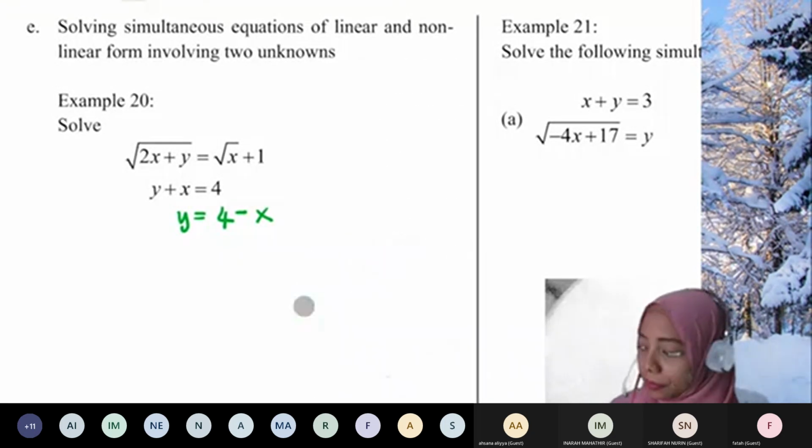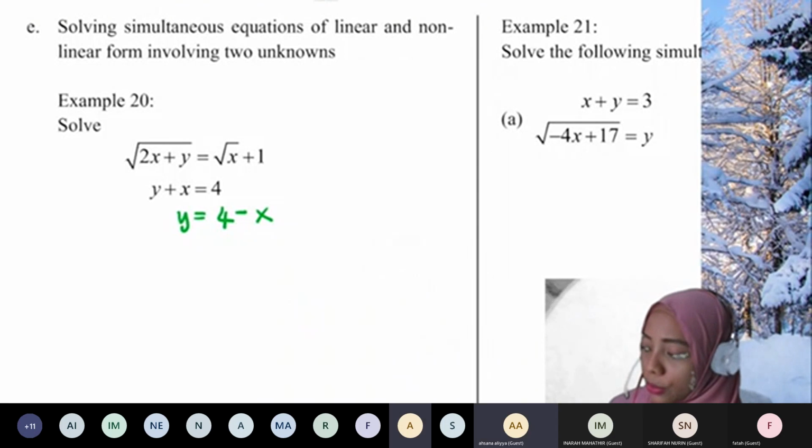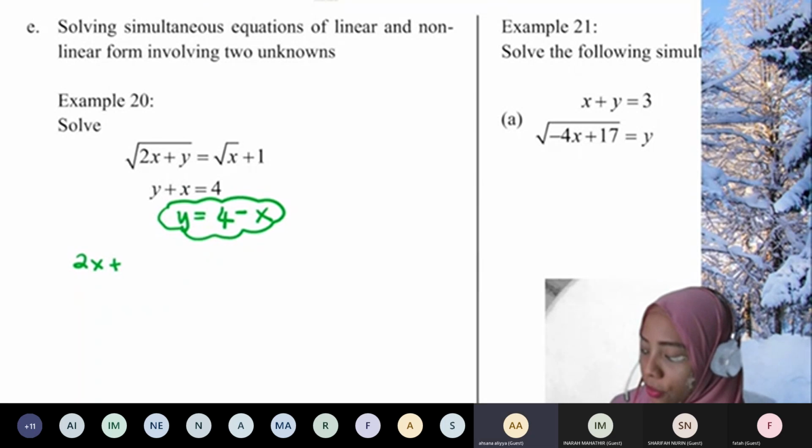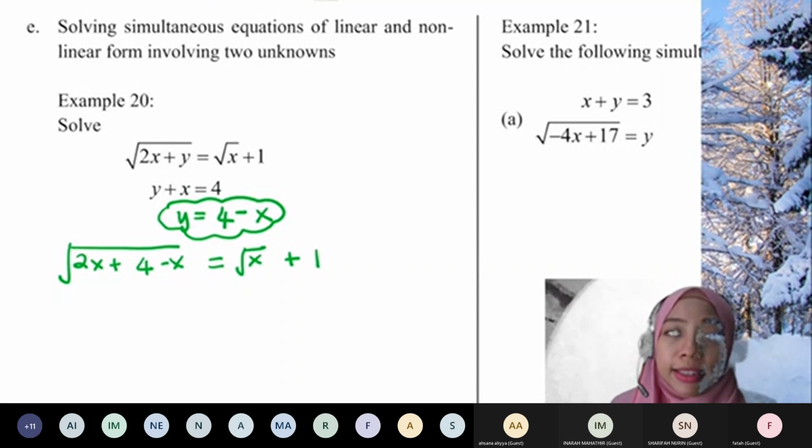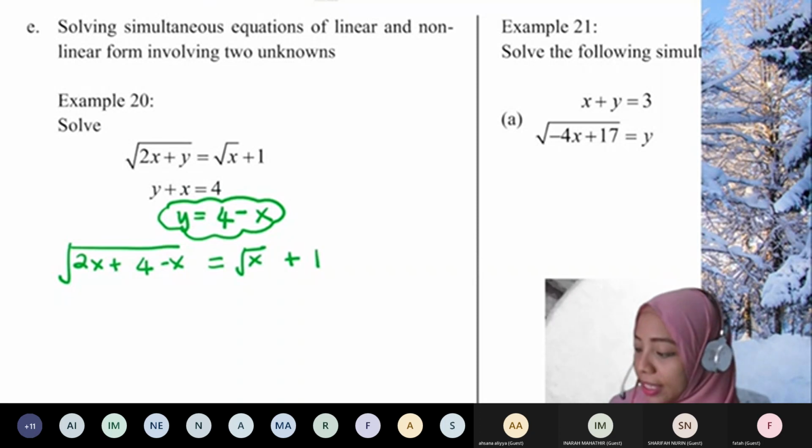Boleh ke? Okay, now we want to substitute. 2x plus. What is our y? Our y ni tadi adalah 4 minus x. And then you punya x adalah x lah, square root of x plus 1. Okay, is there anything that we can simplify? Yes, 2x minus x becoming x plus 4.